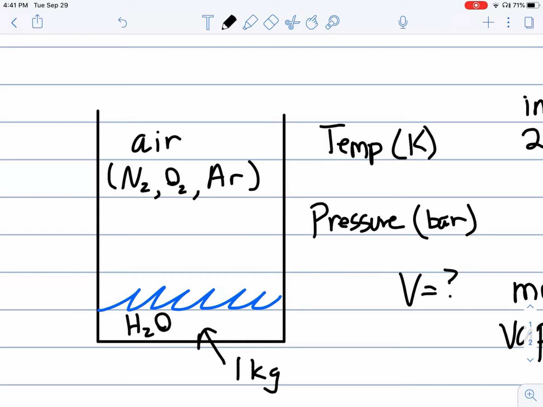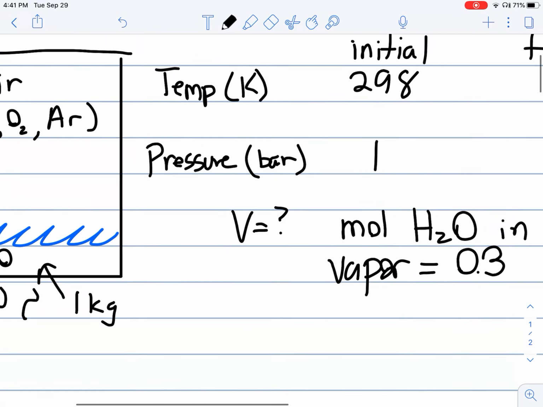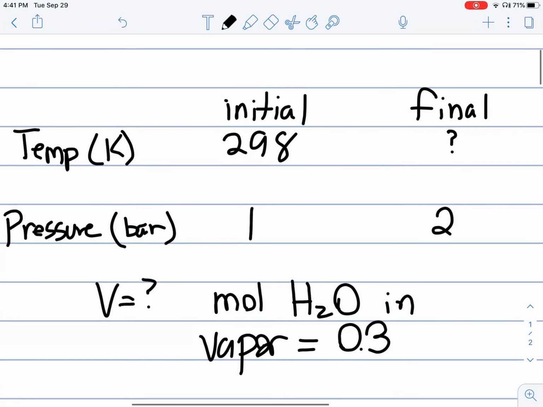We then seal the container just like that, and we heat it up to a final pressure of 2 bar. Now we want to find the final temperature and the total volume of the container such that 0.3 moles of water are in the vapor phase. I have all of that outlined here.